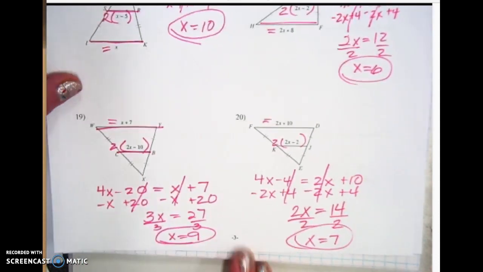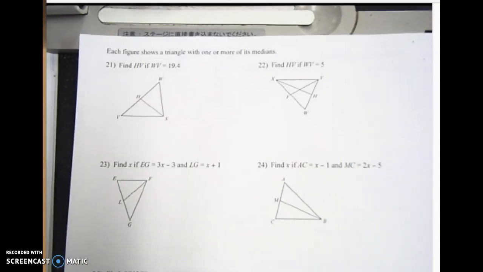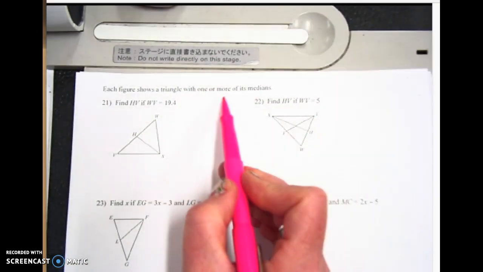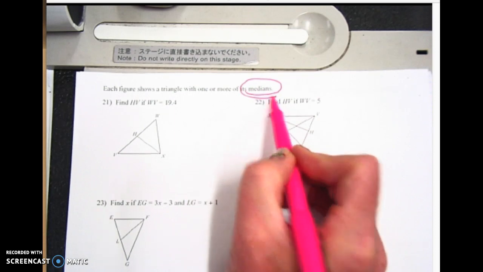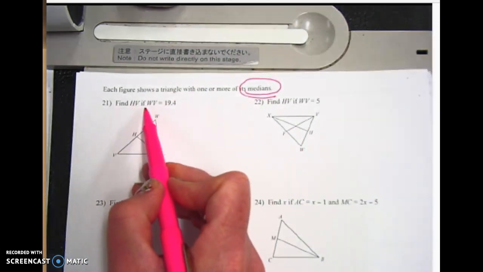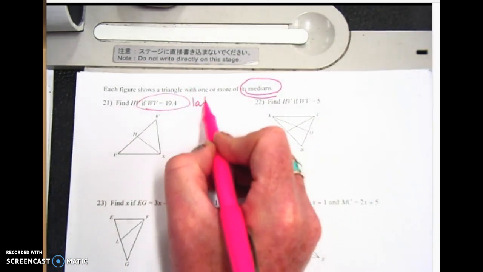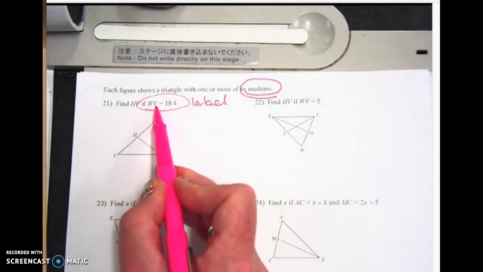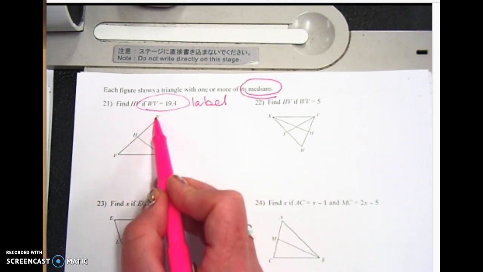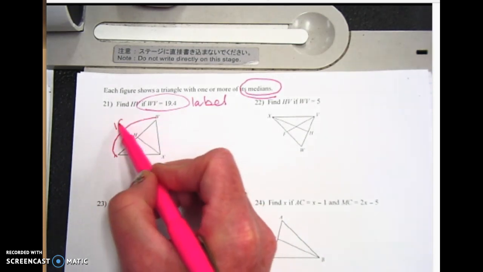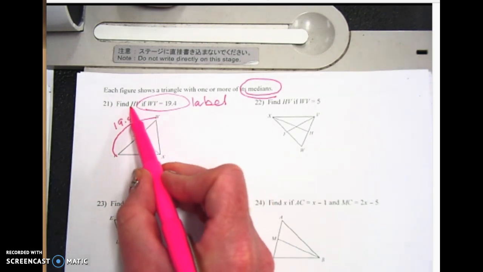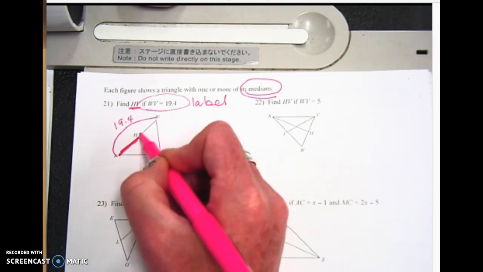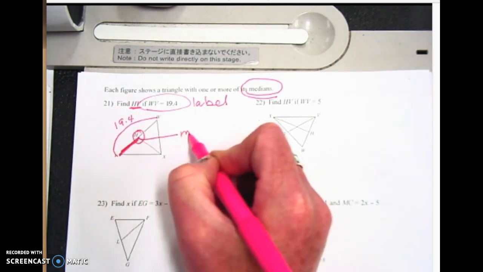All right, go ahead and turn over to page 4. Top of page 4, it says each figure shows a triangle with one or more of its medians. Okay, so they're going to give you some information. Make sure you label that right on your diagram. Okay, so if WV, this whole length right here is 19.4, find HV. So HV is from here to here, and this is what we call the midpoint.